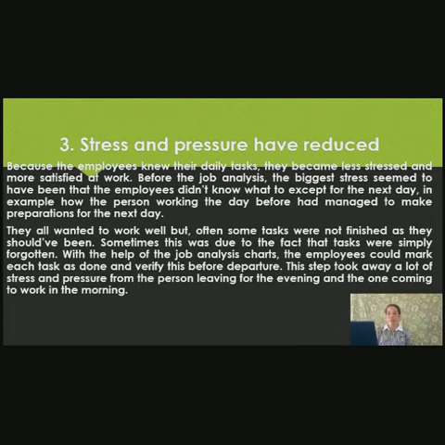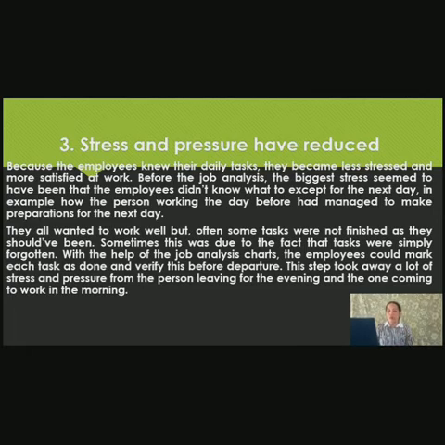An example, how the person working the day before had managed to make preparations for the next day. They all wanted to work well, but often some tasks were not finished as they should be. Sometimes this was due to the fact that tasks were simply forgotten.